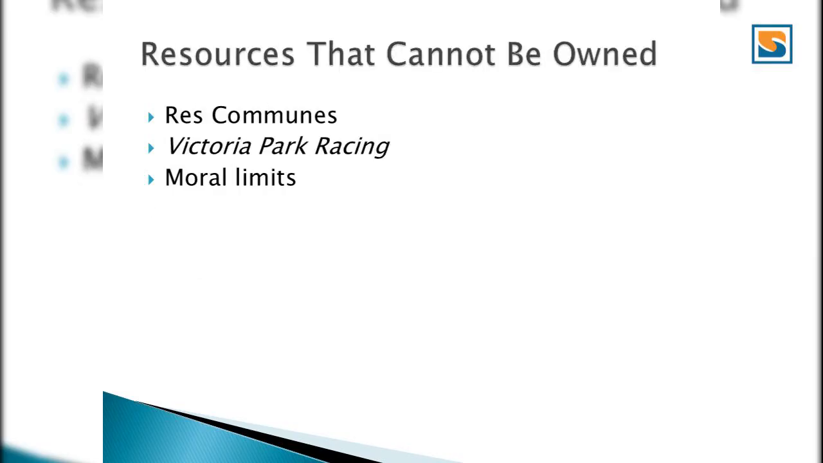Some resources cannot be privately owned. Res communes means resources like seas stay public. In Victoria Park Racing, the court said a view cannot be owned. Human life cannot be owned for moral and human rights reasons.